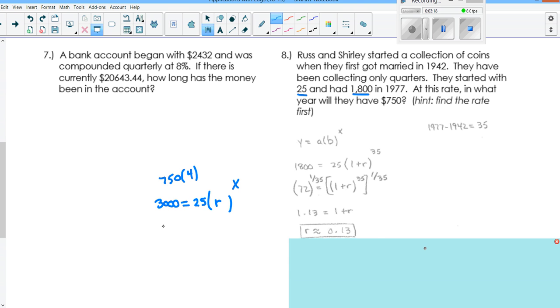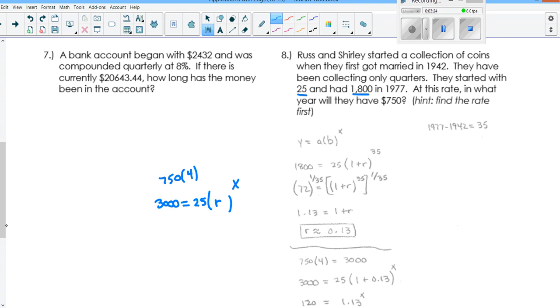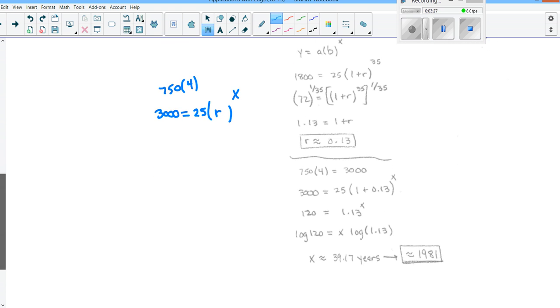So then I can go back to this equation, and I can set my equation up. So you can see here's my 3,000 equals 25 times 1 plus 0.13 raised to the x, which is what I didn't know there. Okay, and then I can use logs to solve, and I can see that it'll take about 39.17 years, or sometime in 1981. Okay?